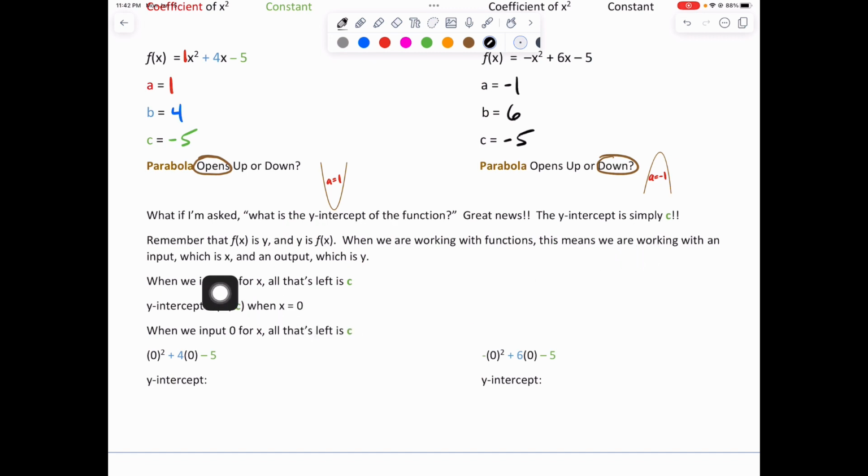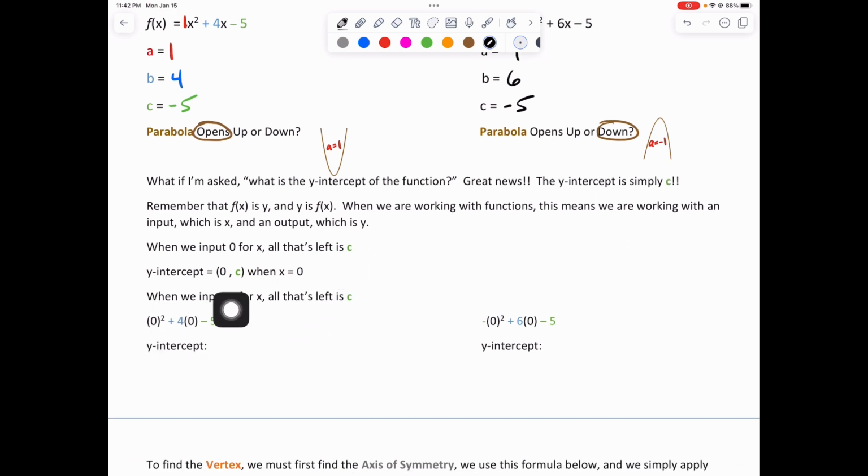Now, if we remember that f of x is y and y is f of x, when we are working with functions, this means we're working with an input, which is x, and an output, which is y. So when we input 0 for x, all that's going to be left is c. And I did this down below here just to give you an example, okay? So the y-intercept is c when x equals 0. That's a big kicker there, okay?